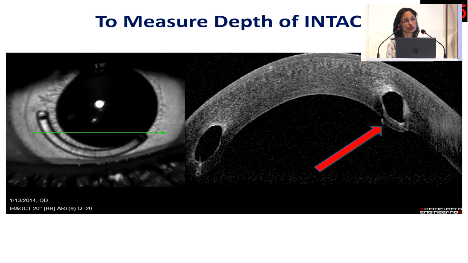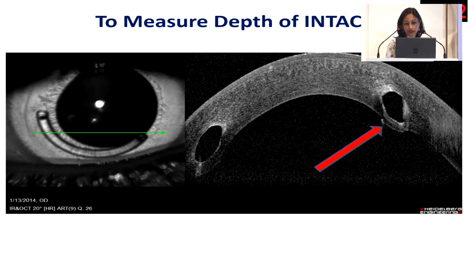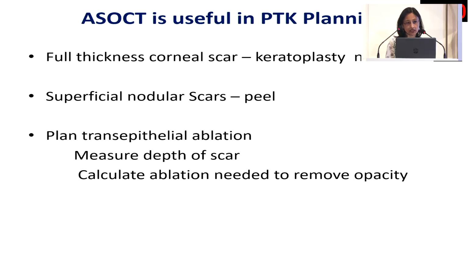We can also visualize intracorneal ring segments very beautifully. We can see the position and depth of the Intacs. And sometimes the underlying stromal melting, if it is there a few years after Intacs, is very clearly visible on the AIOS2025. Now, another indication of the AIOS2025 is in PTK planning. So whenever we see that there is a corneal scar, to manage that case, we need to know the depth of the scar, position of the scar.